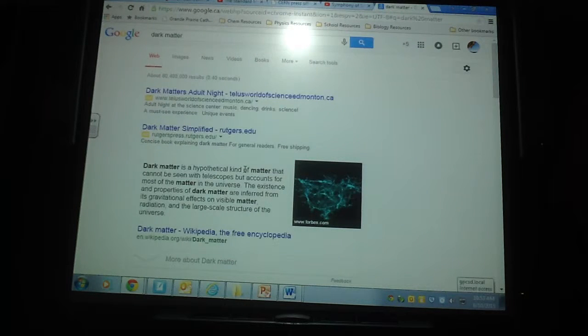Dark matter is a hypothetical kind of matter that cannot be seen with telescopes, but accounts for most of the matter in the universe. The existence and properties of dark matter are inferred from its gravitational effects on visible matter, radiation, and the large-scale structure of the universe.